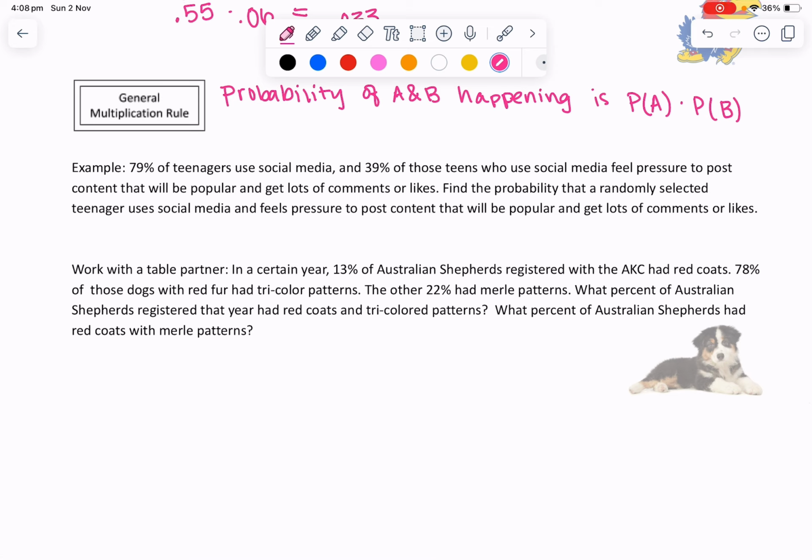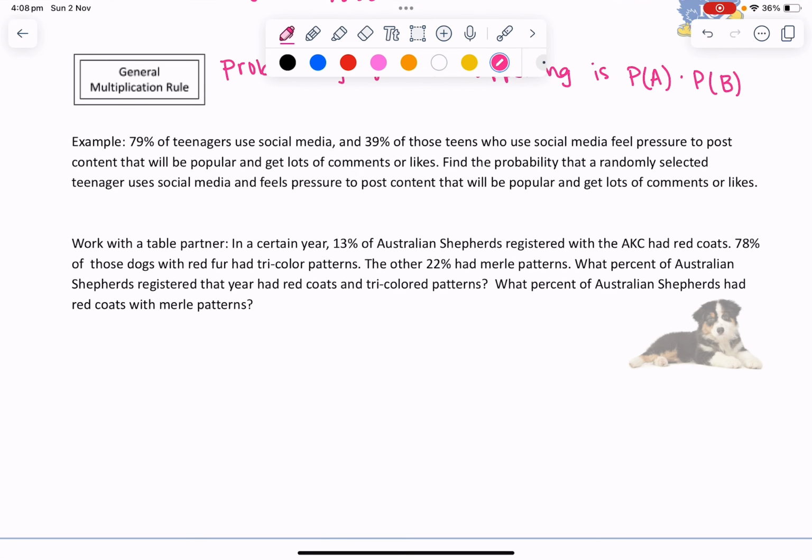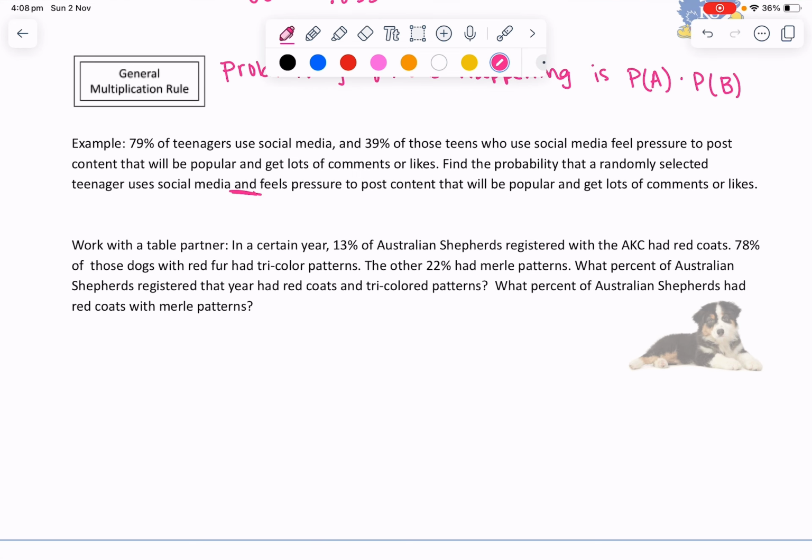So 79% of teenagers use social media. 39% of those teens who use social media feel pressure to post content that will be popular and get lots of comments or likes. Find the probability that a randomly selected teen uses social media and feels pressure to post content that will be popular and get lots of comments or likes. So the probability that they do both of these things, we're just going to multiply them. 0.3081.